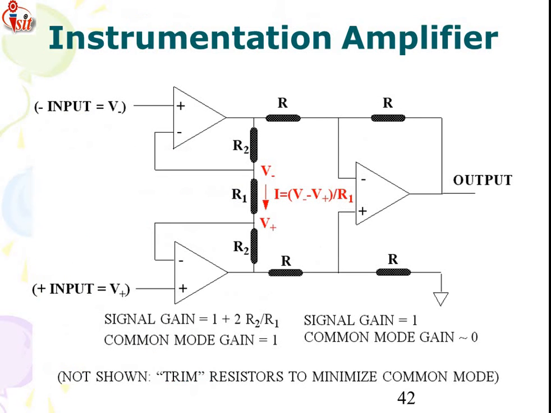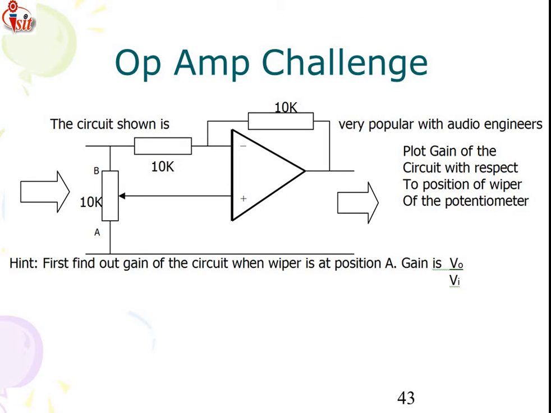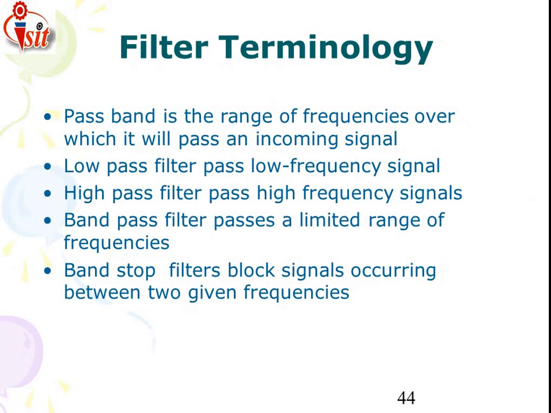Then next is related to the instrumentation amplifier. This is also one of the examples related to our op-amp. First, here we are applying the negative input to this op-amp. Here we are applying the positive input to the op-amp, and the output will be generated, which I have shown over here. Then op-amp challenges. What are the challenges that come across with the op-amp? Just shown over here, very popular with audio engineers, is a plot of the gain of the circuit with respect to the position of the wiper of the potentiometer. This is a very important challenge in front of the op-amp.